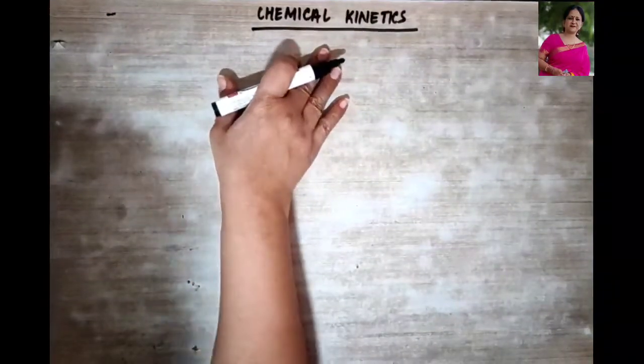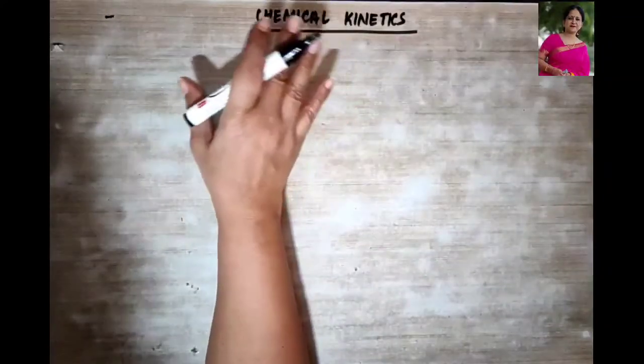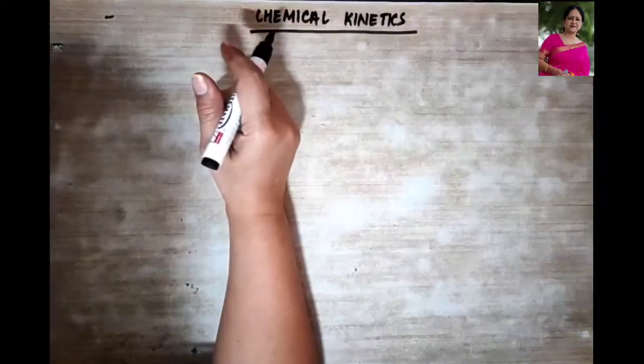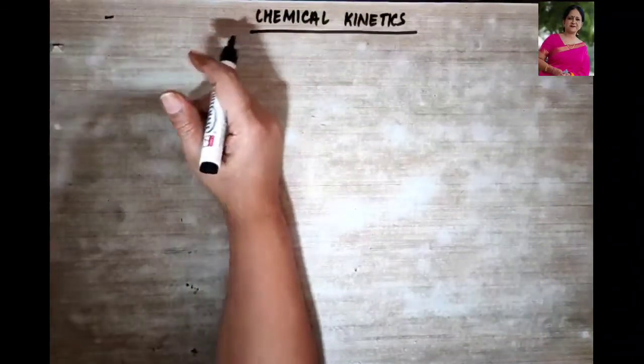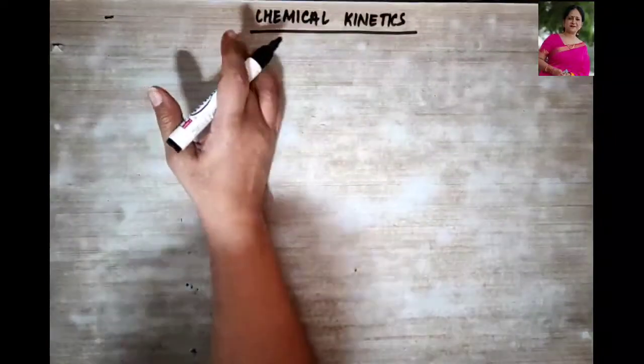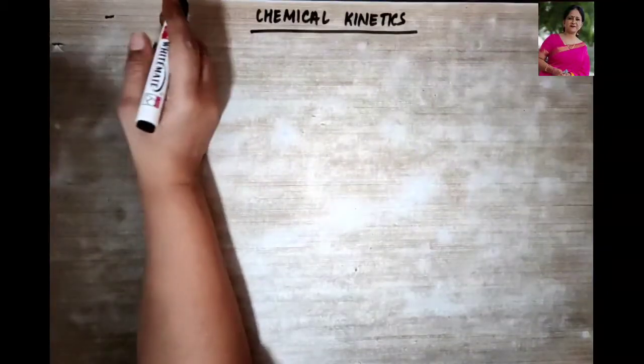So we were doing this chemical kinetics. In this chapter, in the last video we had discussed average rate. So I shall also discuss average rate and move to the instantaneous rate from there. It will be a kind of revision for whatever you have done in the previous one.